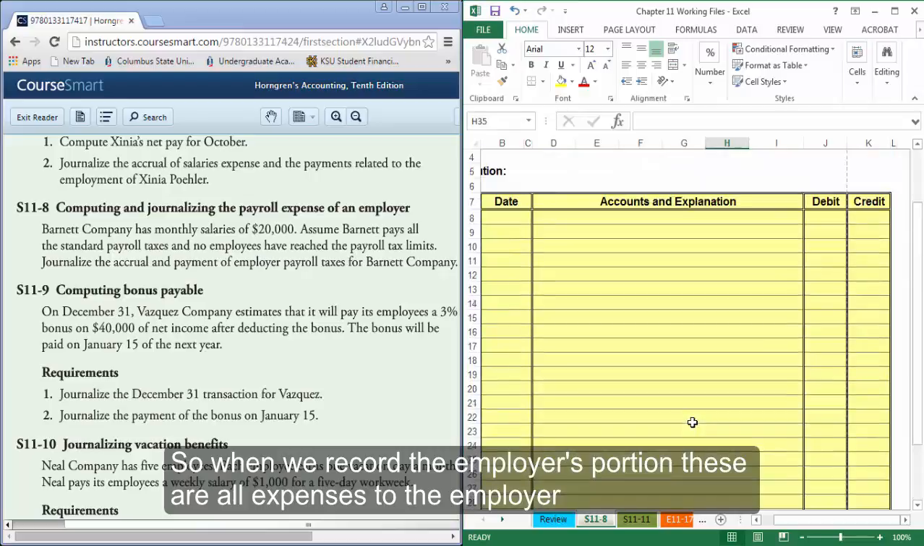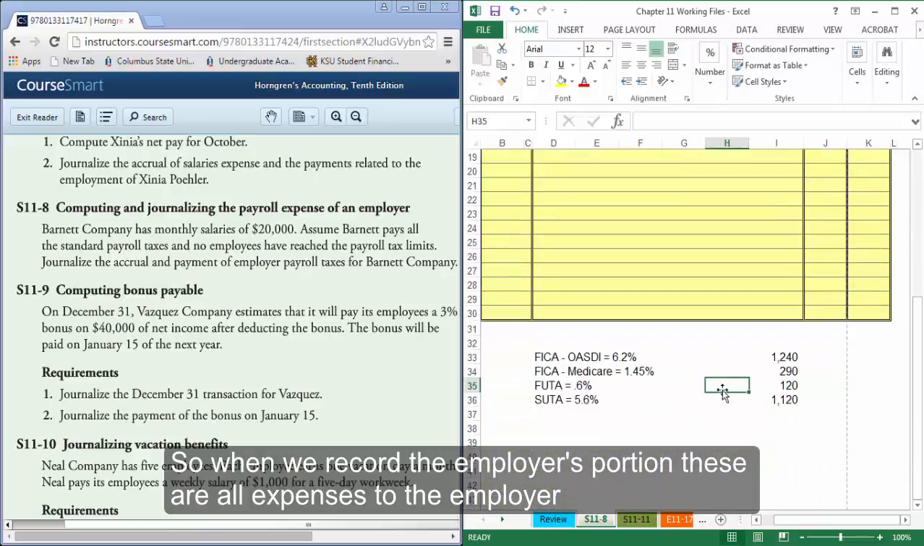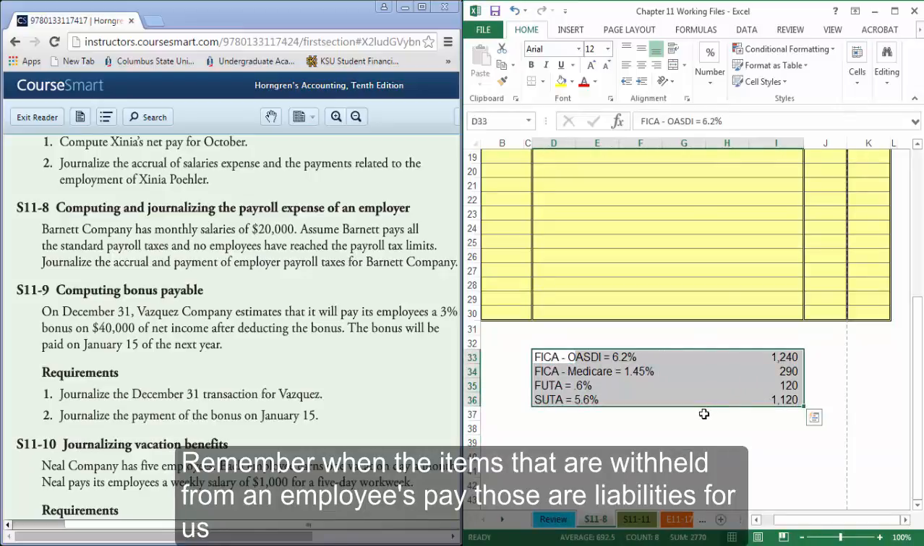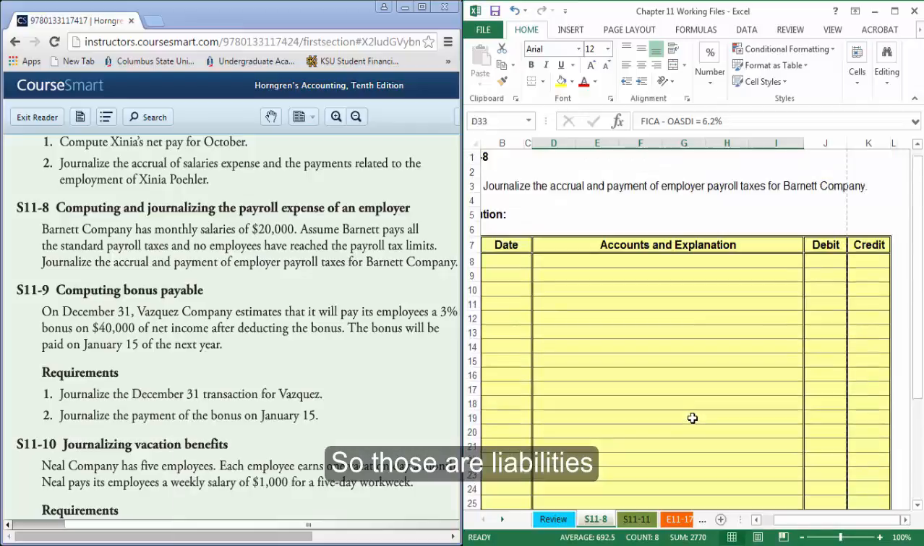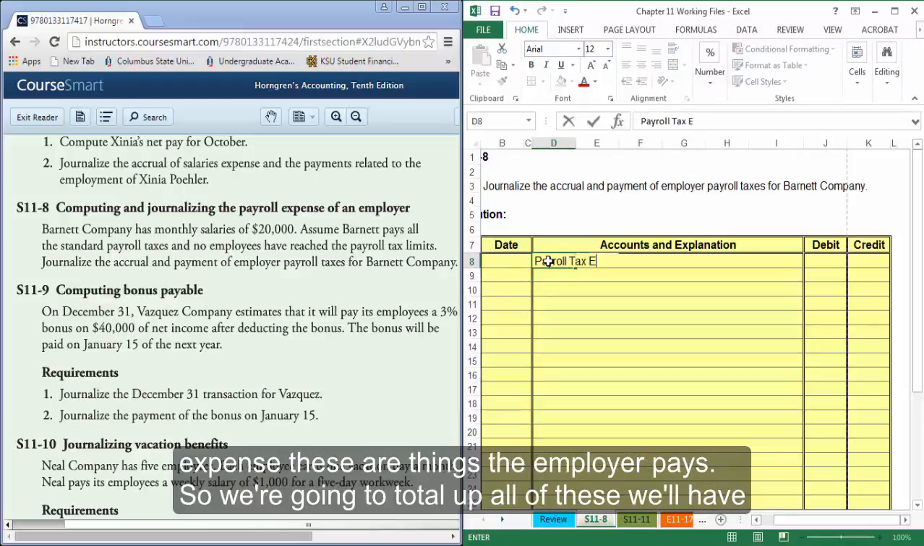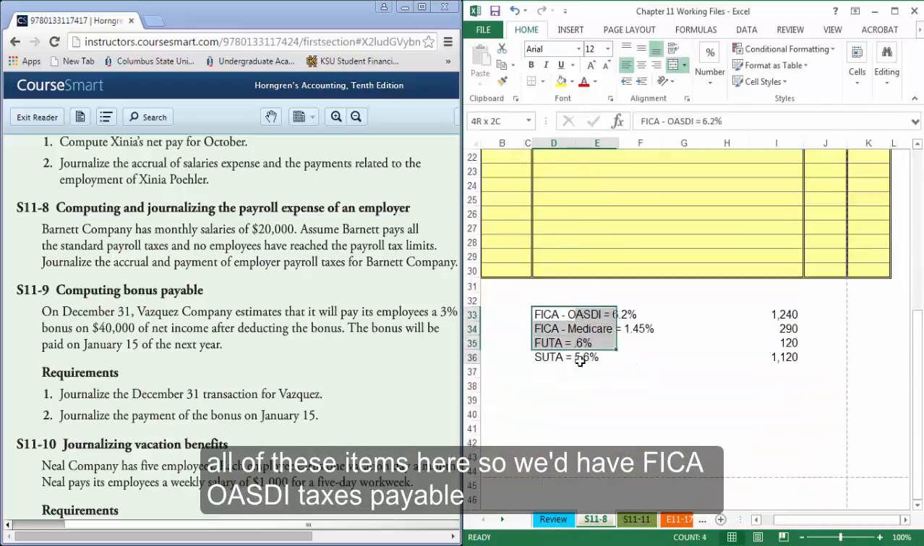Now when we record the employer's portion, these are all expenses to the employer. Remember, the items that are withheld from an employee's pay, those are liabilities for us. Okay, so those are liabilities. So we're going to first record the accrual. So these are when we incur these. So these are all payroll tax expense. These are things the employer pays. So we're going to total up all of these. We'll have all of these items here.